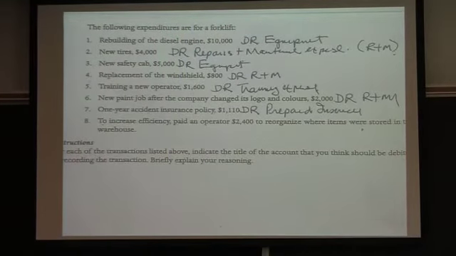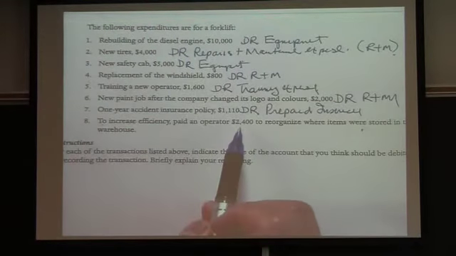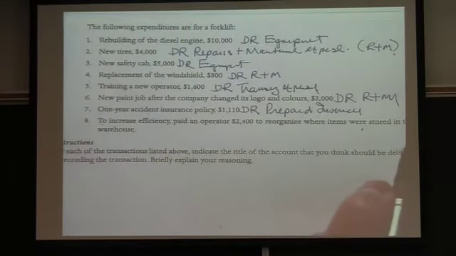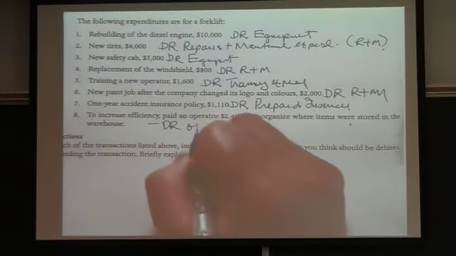And finally, number 8, it says to increase efficiency, paid an operator $2,400 to reorganize where items were stored in the warehouse. So they paid somebody to come in and help organize the layout of the warehouse. To me, reorganizing the warehouse is really part of normal, ongoing activity that the company should always do to look for efficiencies in their operations. So this is part of operating expense.